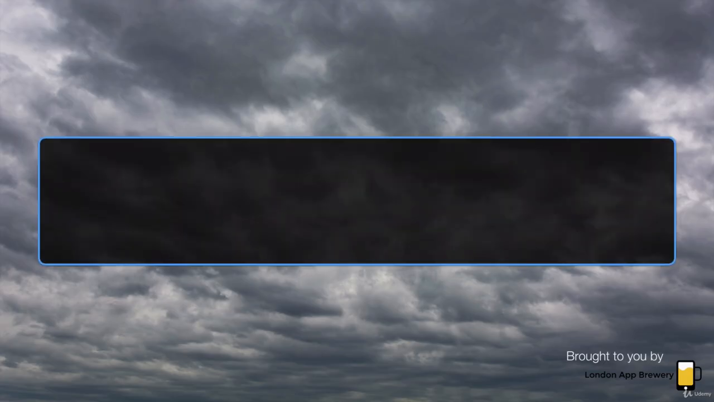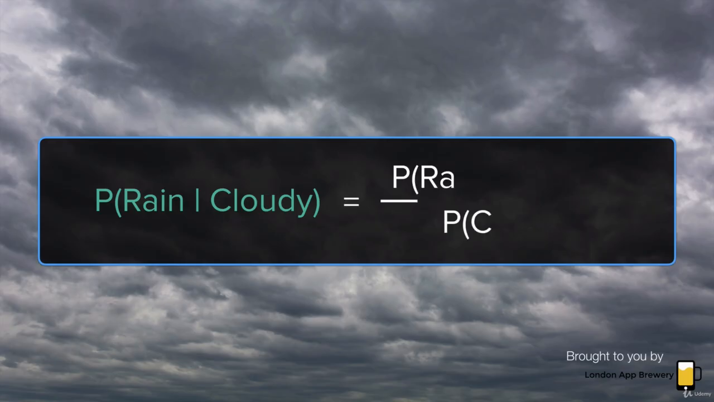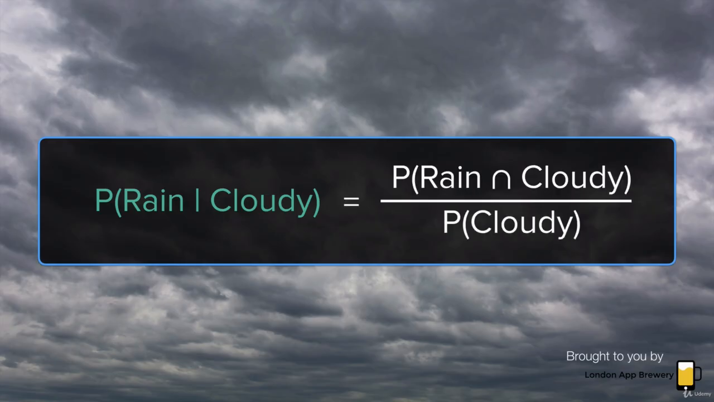You see, like all good things, conditional probability has a mathematical formula associated with it. And here it is. The probability of rain, given that it is cloudy, is equal to the probability of rain and it being cloudy, divided by the probability of it being cloudy. Okay, this looks like a very strange formula indeed.